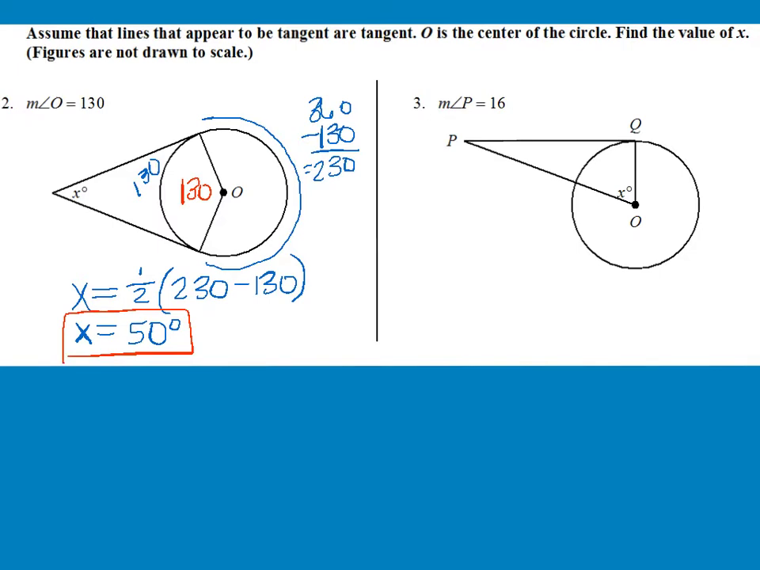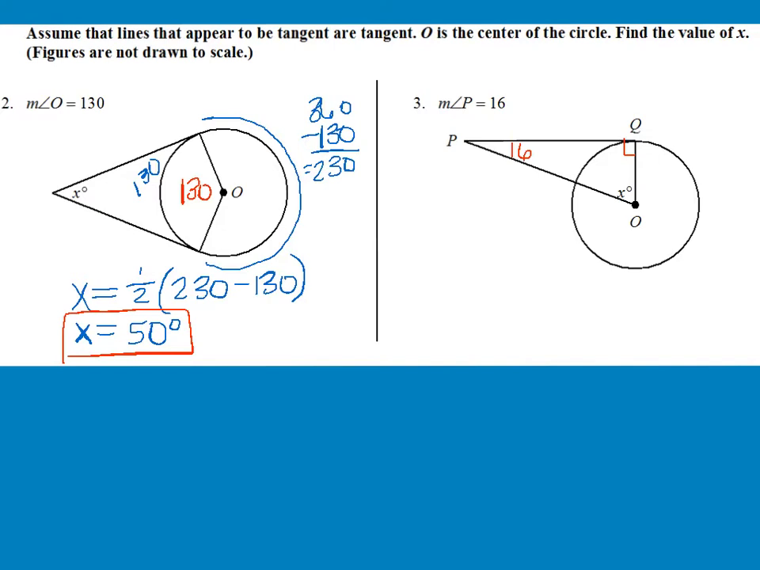Looking at number 3, it's given to us that the measure of angle P is 16, so this is 16. We also see that this line appears to be tangent, and this line right here is obviously a radius since it's coming from the center of our circle. And we know from one of our theorems that a line that's tangent to our circle and intersects at a radius creates a 90-degree angle. So this is 90 degrees right here. So that theorem again said if a line is tangent to a circle, then the line is perpendicular to the radius at the point of tangency. That was in section 1.